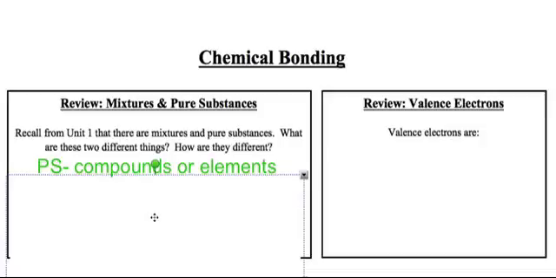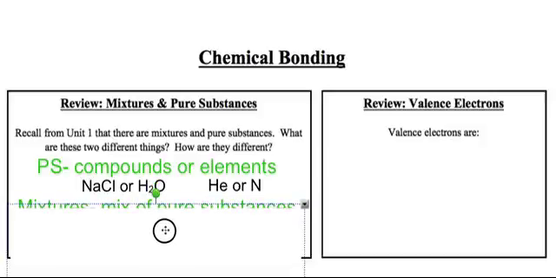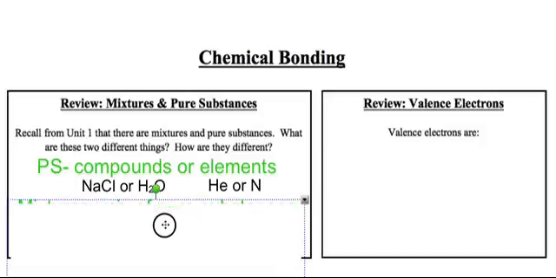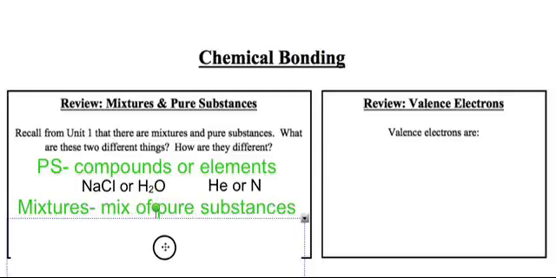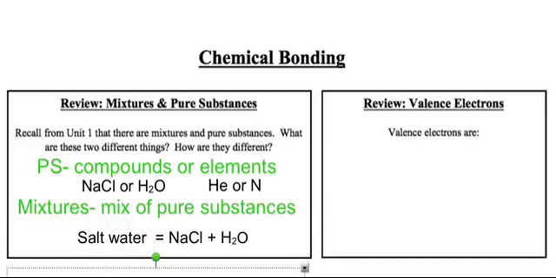Pure substances are just compounds or elements, like sodium and chlorine, which makes salt, or H2O, which makes water, and helium and nitrogen are examples of elements. Mixtures are just a mix of pure substances. So if we take the two compounds, salt and water, and mix them together, we get salt water. It's a mixture. So with mixtures, you can have a mix of two or more compounds, or compounds and elements, or two or more elements.